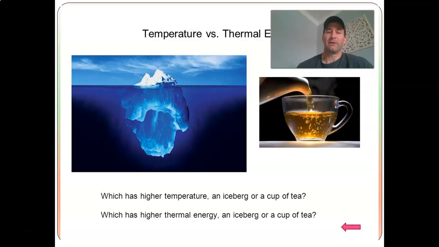Here's another one. Which has a higher temperature? On the left, you see an iceberg out in the middle of the ocean somewhere. And on the right, we have a cup of tea that's hot. So higher temperature, of course, is the tea. Everybody knows that. Which has higher thermal energy? Well, let me ask you this: which one has more mass? Answer, the iceberg has more mass by far. Therefore, the iceberg actually has more thermal energy than the tea.